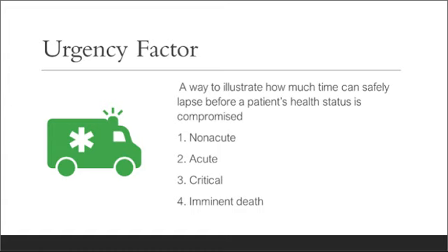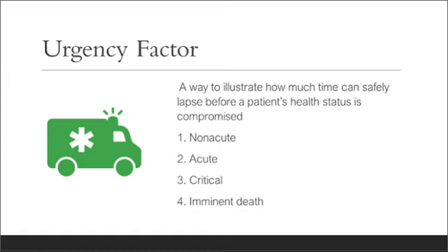So non-acute, low urgency. Acute, there's a low potential for a negative outcome. Non-acute, no potential for negative outcome. Acute, low potential if not done in a short period of time. Critical, there is a potential for condition change if not done soon, if you delay your interventions.